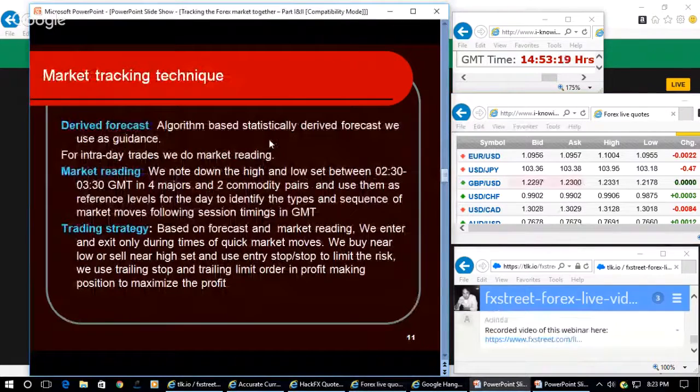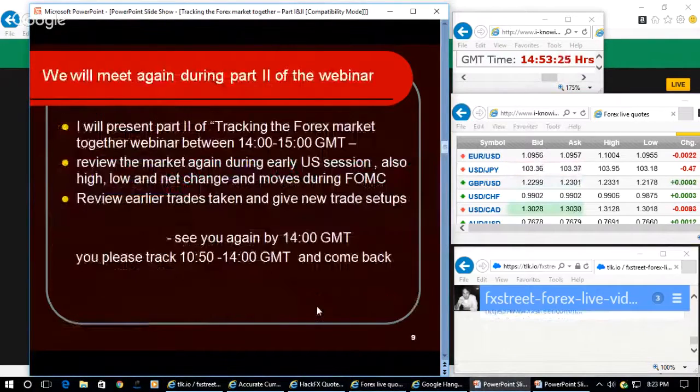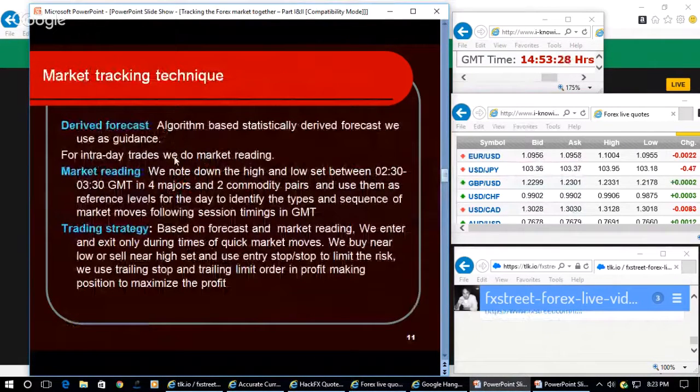So keep in mind that the three components are equally important. So don't think that with the forecast we will be able to earn. Simply subscribing for the forecast may not give you the money, provided you understand how the market reading has to be done and how the trading strategy has to be used.